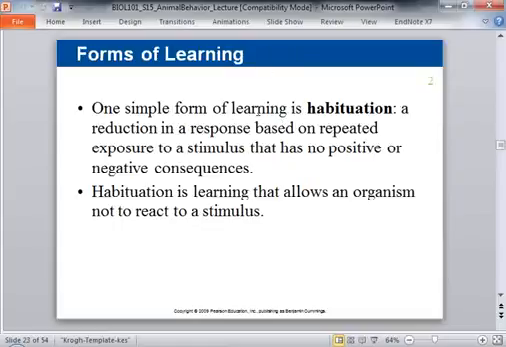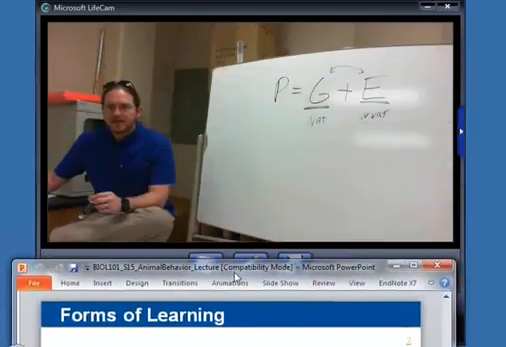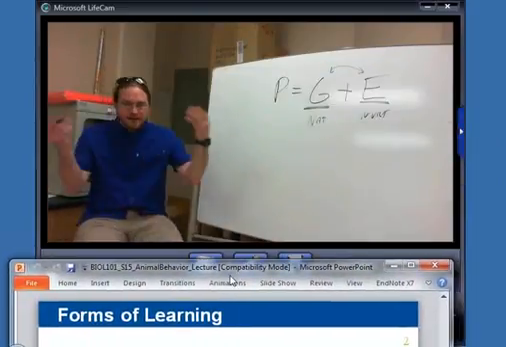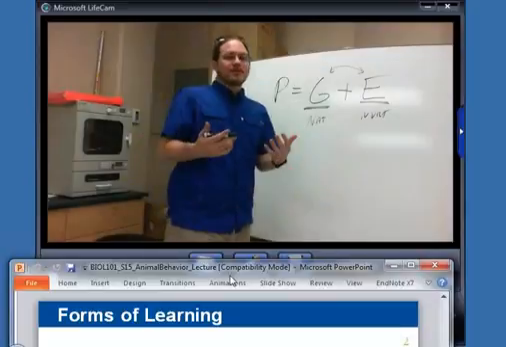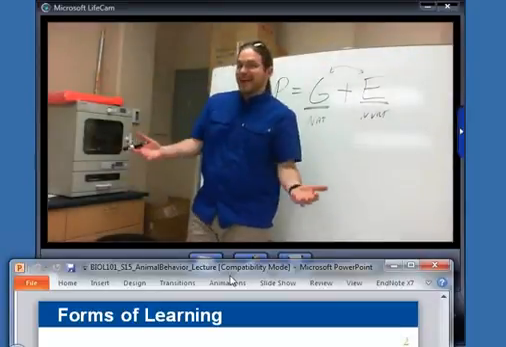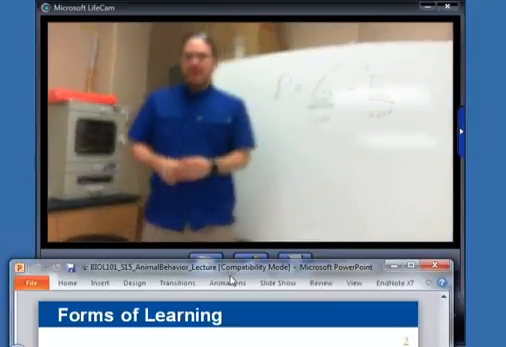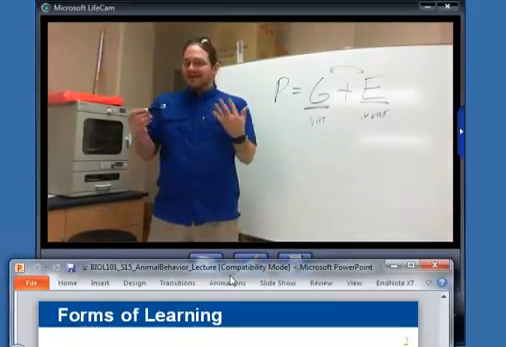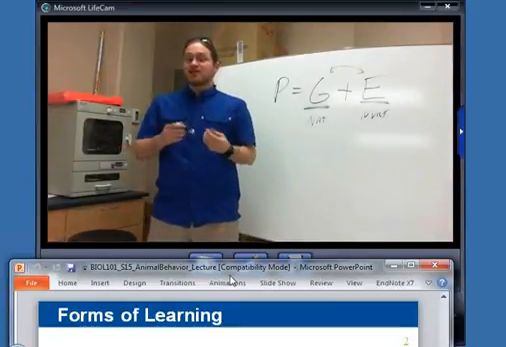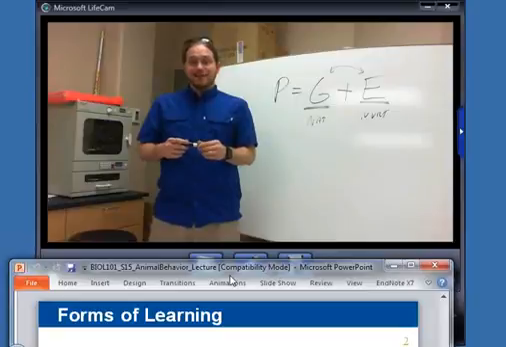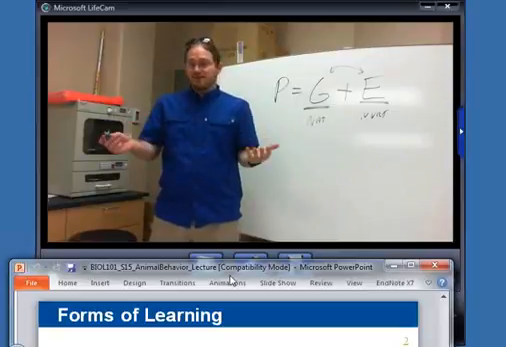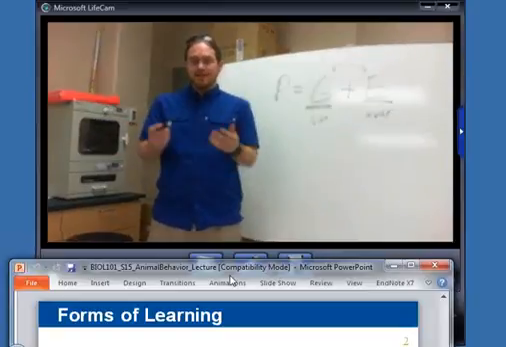One form of learning is habituation, and habituation is reduction in a response based on repeated exposure to a stimulus that has no positive or negative consequences. All right, so this is kind of a weird one because habituation, people sometimes think that it's animals making mistakes, okay? And they're really not. Habituation is learning in such a way that animals are still maximizing their fitness. Here's why. Let me give you an example.